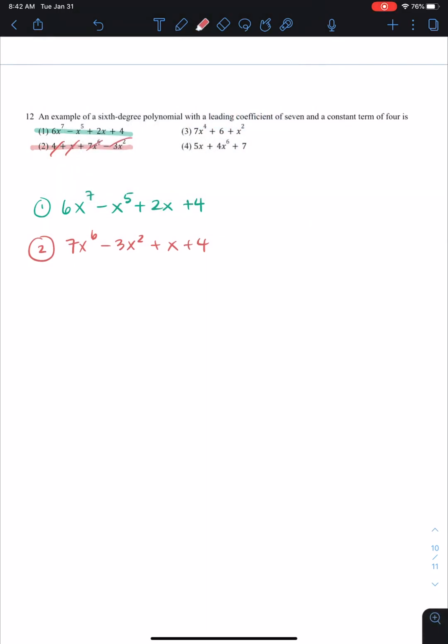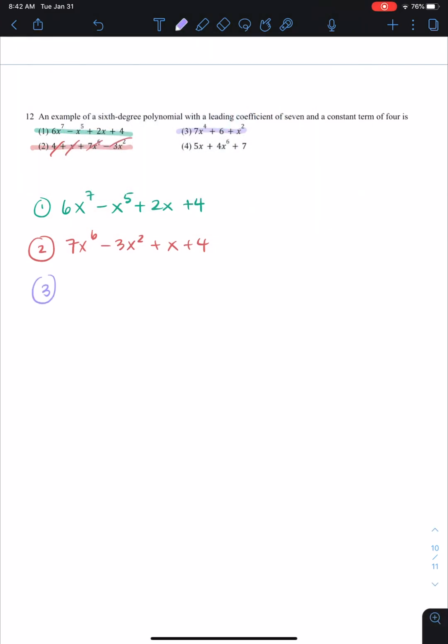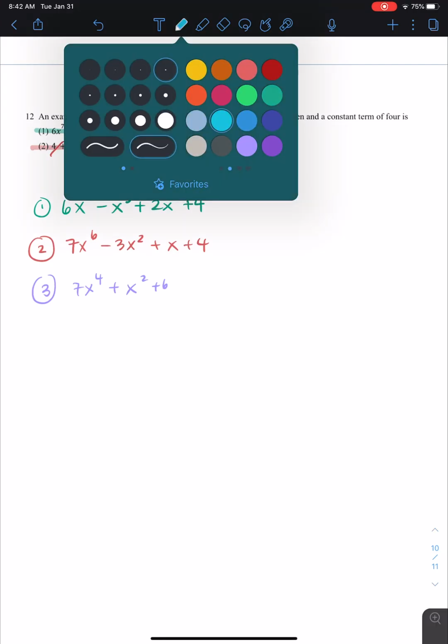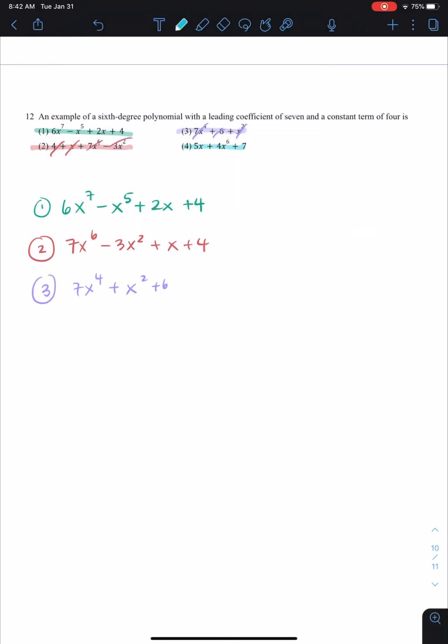All right, let's look at option 3. Okay, so with option 3, our highest term is x to the 4th. Next would be followed by x squared plus 6. All right, and last but not least, let's do option 4 and put it in standard form. So our highest term would be 4x to the 6th power plus 5x plus 7.